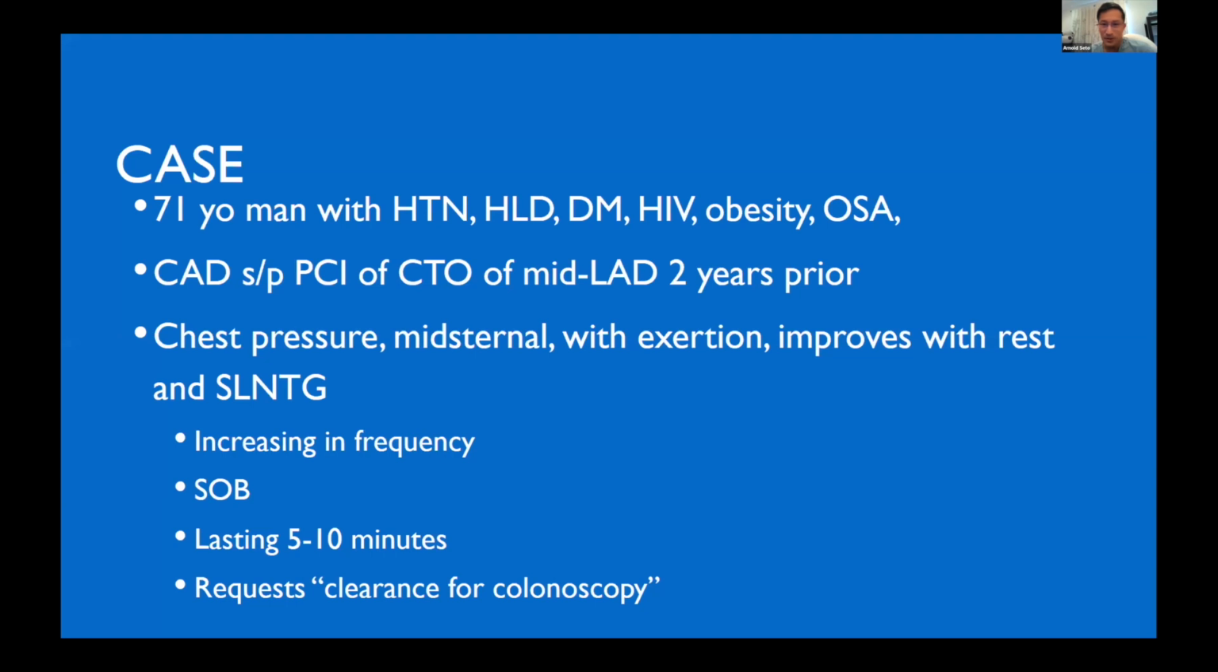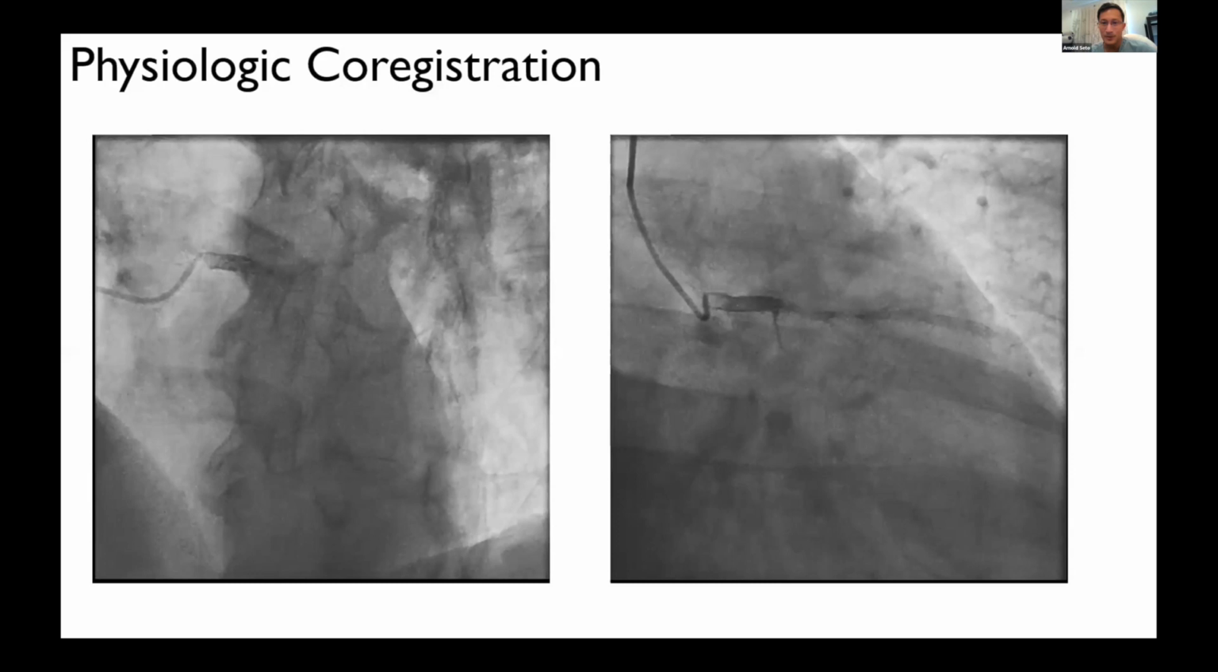In terms of co-registration, I'm showing you this case, a 71-year-old man with hypertension, hyperlipidemia. He's had a CTO PCI in the past. He comes back with chest pressure with exertion, improves with sublingual nitroglycerin, but it's increasing in frequency. He's had some shortness of breath and requests clearance for colonoscopy.